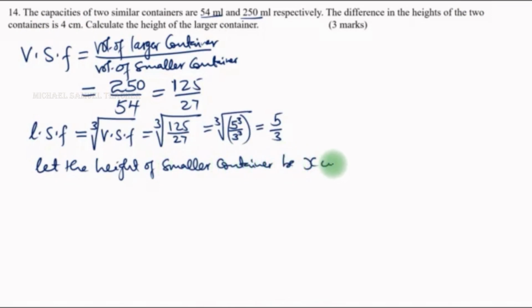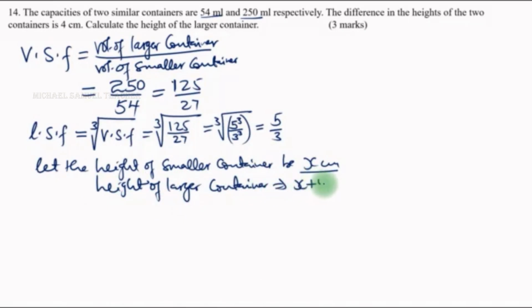Let the height of the smaller container be x centimeters. Then the height of the larger container will be x plus 4. Therefore, we can now get the value of x, using the linear scale factor. So linear scale factor 5 over 3 is the same as the height of the bigger container over the height of the smaller container.